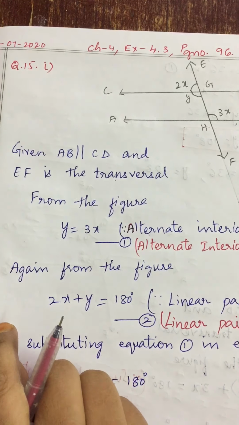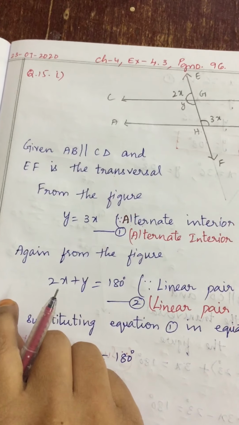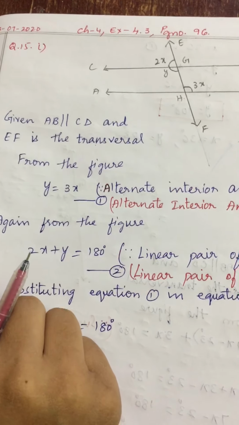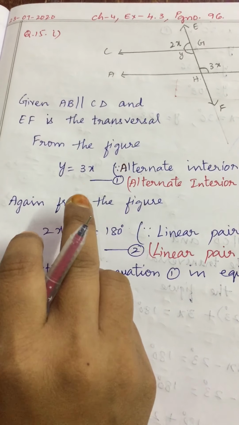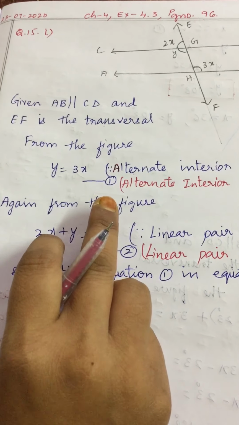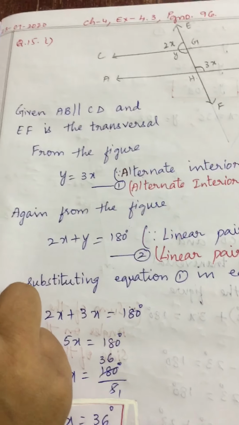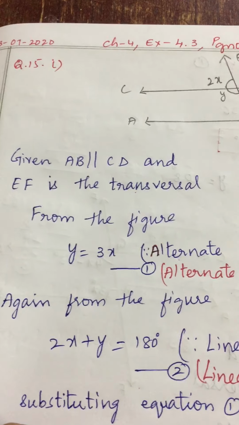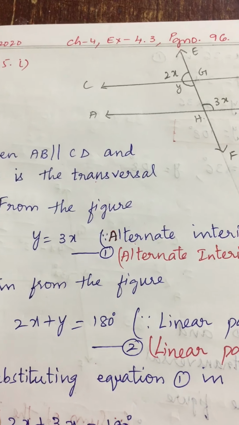As we discussed in previous class, two parallel lines and one transversal make many angles like corresponding angles, vertically opposite angles, alternate interior angles and alternate exterior angles, and so on. Now based on those concepts, we will solve one problem. Question number 15 in exercise 4.3, page number 96 of your 9th class textbooks.